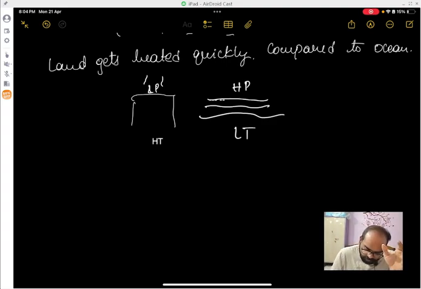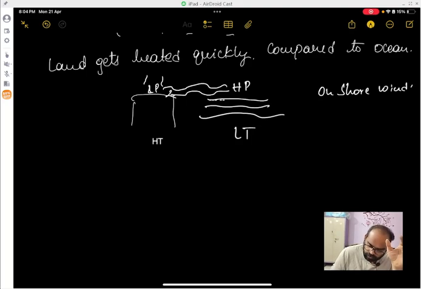Winds travel from high pressure to low pressure regions. It is called onshore winds or sea breeze. It is horizontal movement. This is one thing. Second is land breeze.